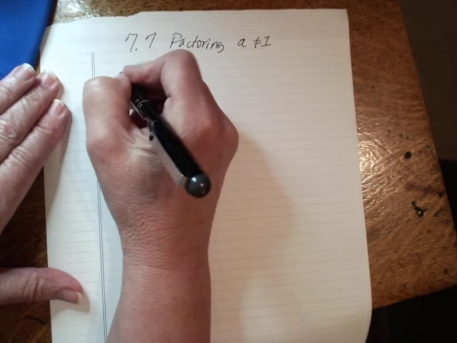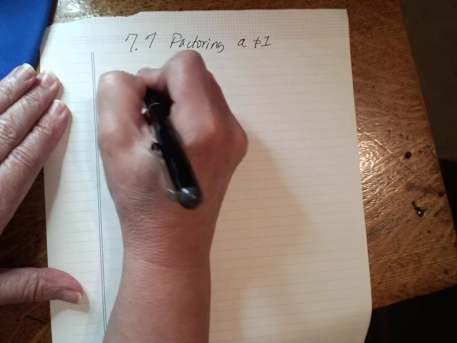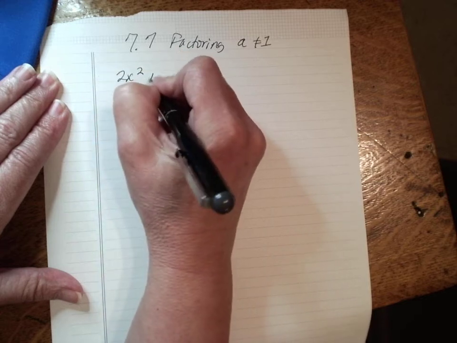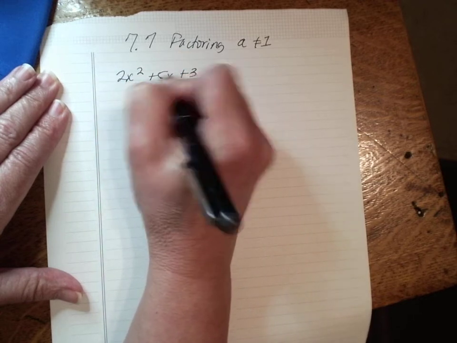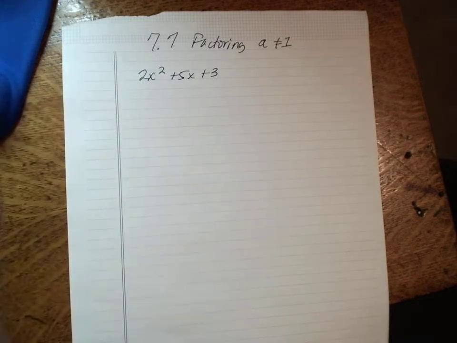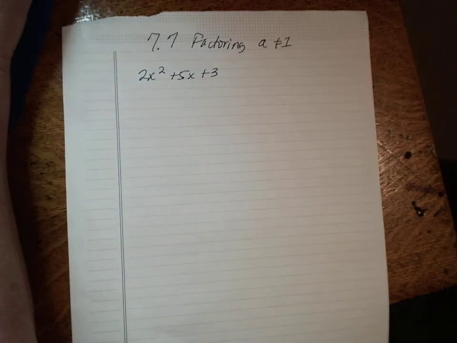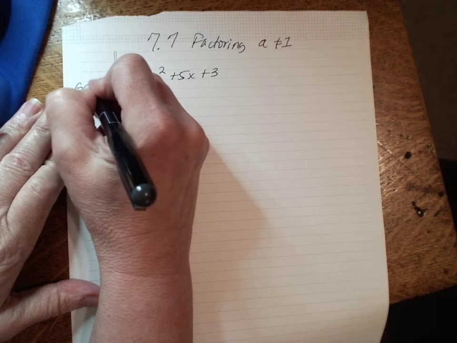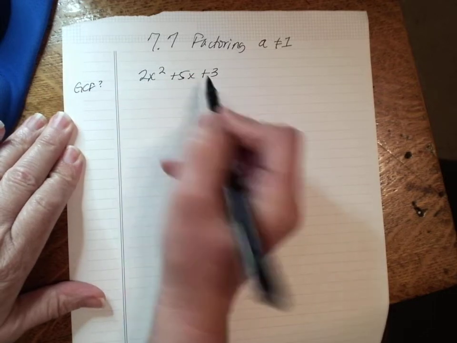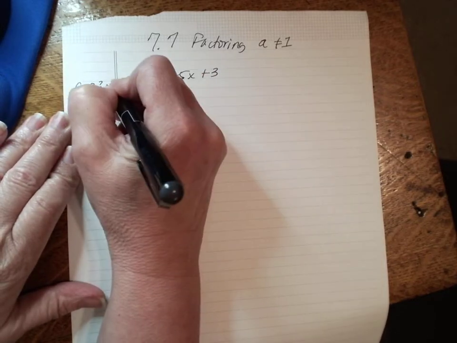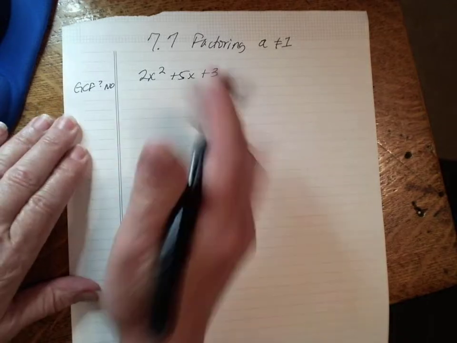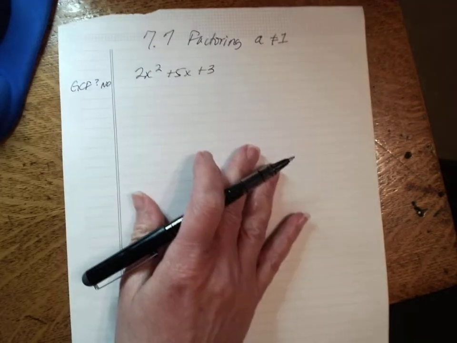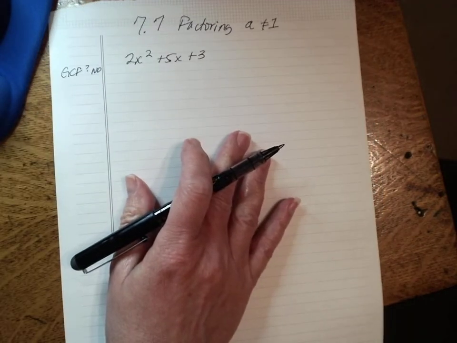Okay, so we're going to look at this first problem. They have 2x squared plus 5x plus 3. The first thing I am going to look at, though, is if there is a GCF that I can factor out first. So the first thing is the GCF. Is there a common factor in 2, 5, and 3? No. There's no GCF, so I don't need to factor out a number to make it smaller or easier to work with.